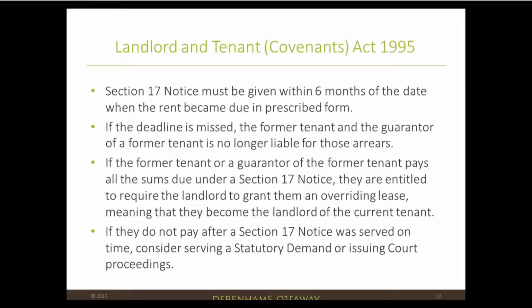If they don't pay after you've served a Section 17 notice, then you consider serving a statutory demand or issuing court proceedings against them. Now, I'm not going to go into this Act in any more detail because it can get quite complicated, but if you are in a situation where you have a former tenant or a guarantor of a former tenant that you want to go against, the best thing to do is make sure that you don't miss your 6-month deadline and then get some advice. And that could be a way of getting around a really difficult tenant who's just not paying you.